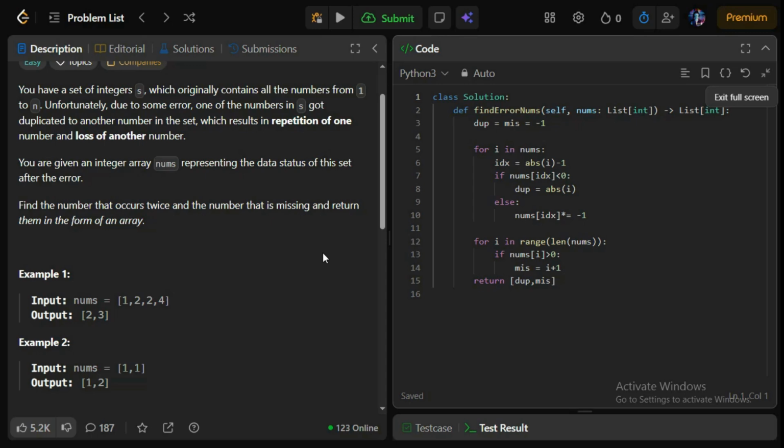So we are going to move forward, and in the next run we are going to have 4 and its index will be 3. Again we are going to check whether at nums of 3 we have a negative number or not, and we know we don't have a negative number at nums of 3. So we are going to get into the else block, and now at nums of 3 we have minus 4. Thereafter, we are going to come out from this loop because we have already traversed through the whole array.